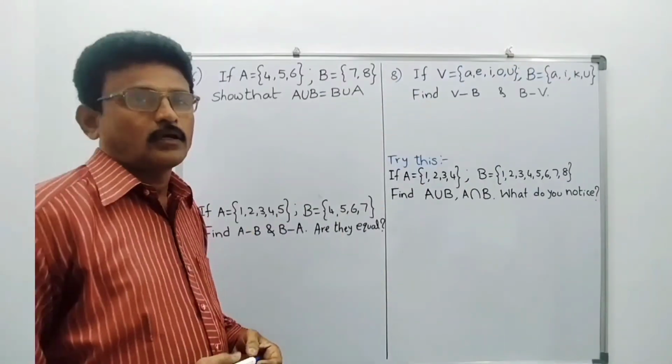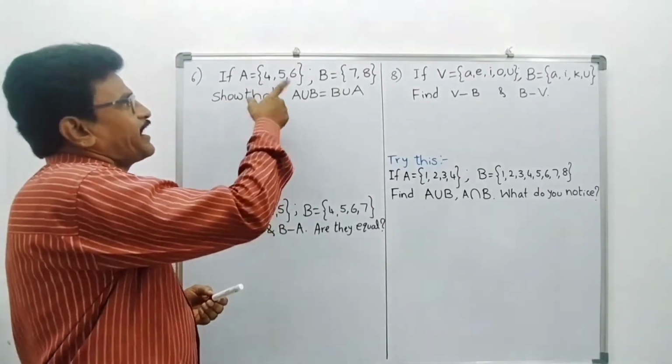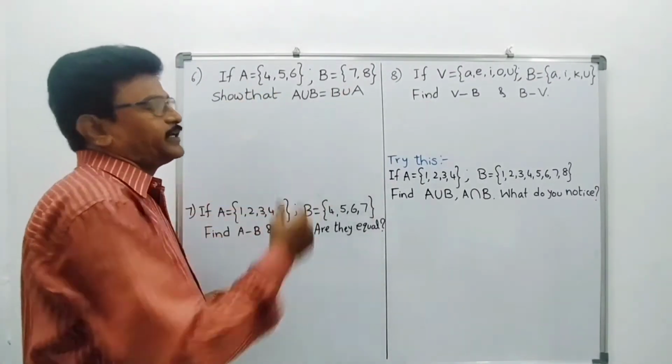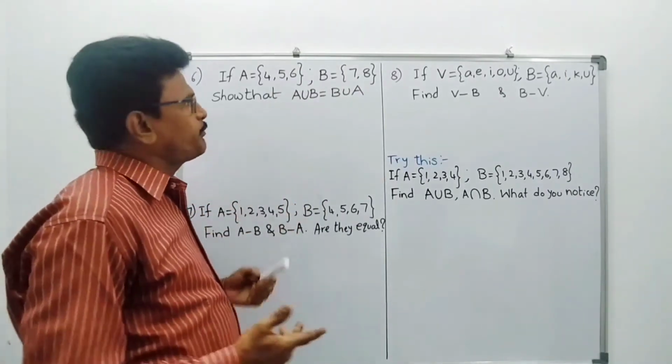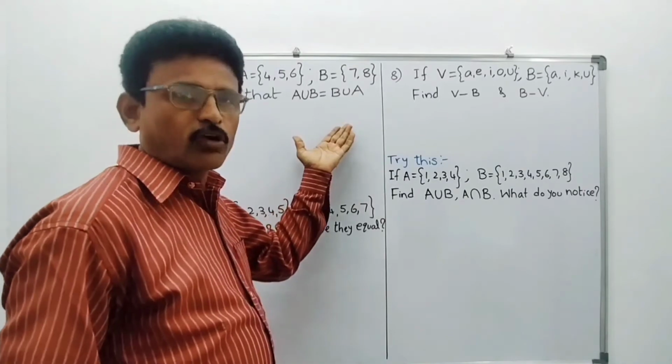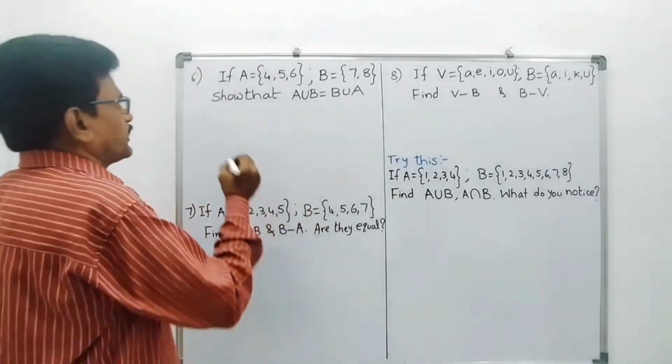Do these problems. Now do this sixth problem. If set A having elements 4, 5, 6, set B 7, 8. Show that A union B equal to B union A. We know A union B equal to B union A in sets. This is the commutative law. We will prove that one.